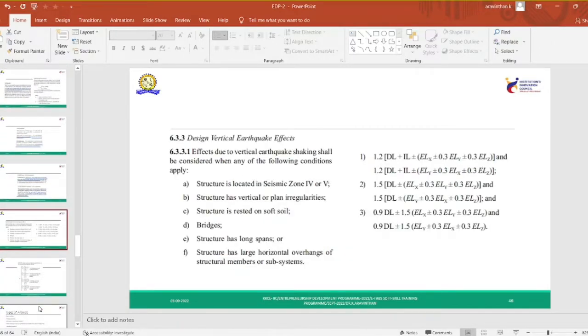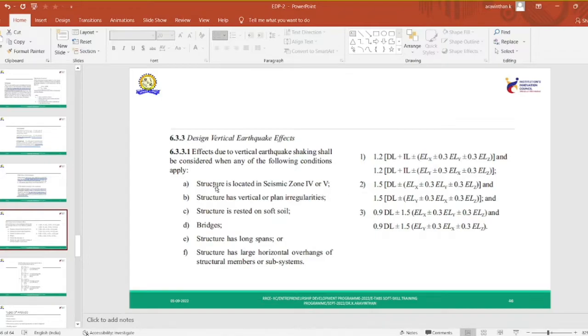Regarding the vertical effect of earthquake, why have we only considered the x direction and y direction? What about z? When an earthquake is occurring, does the building move up and down? You will be having this question. So when should you consider the vertical earthquake effect? The code suggests that the effect due to vertical shaking shall not be considered when the following conditions apply.